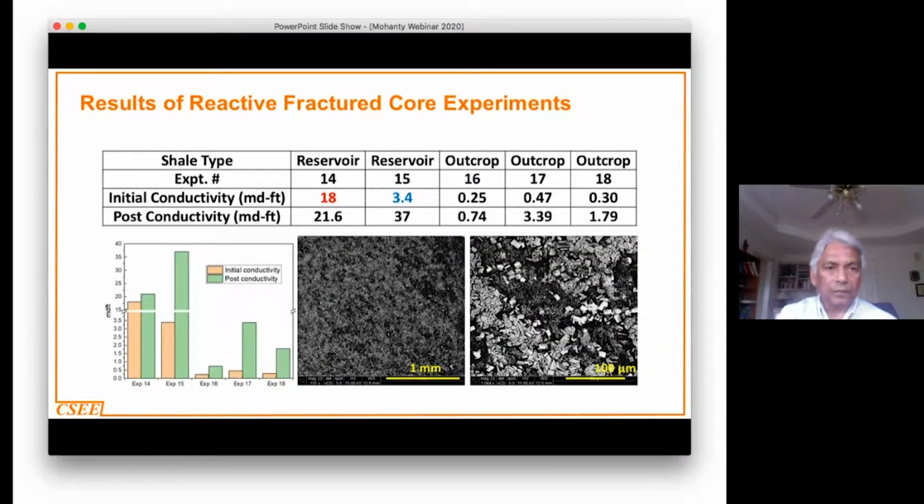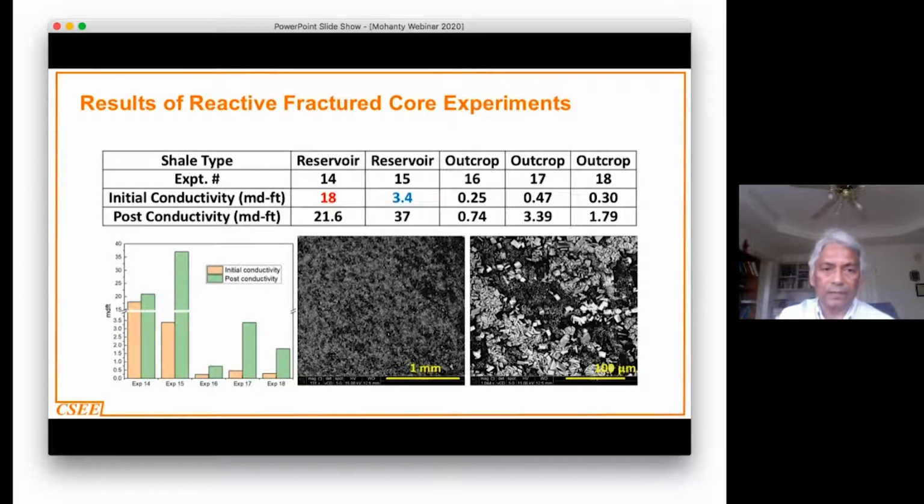This is the result from the fractured core experiments. So we took those cores and we had these 2 reservoir cores here and 3 outcrop cores over here. And their initial conductivity in the reservoir cores was a little bit high. This is millidarcy per feet. In the outcrop cores, it was less because we probably didn't have a good saw to cut the reservoir cores properly. These ones we worked with the cut surfaces that we got from the company where we got the outcrop core.